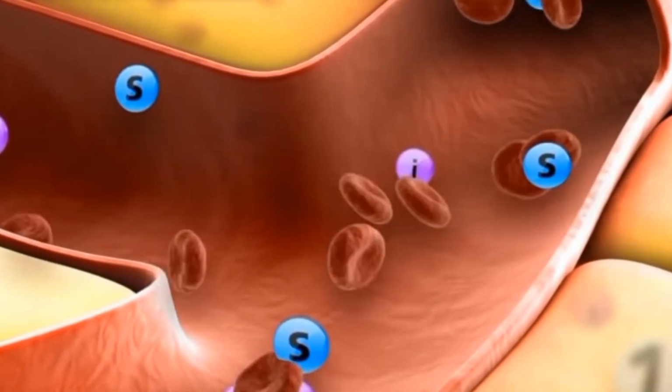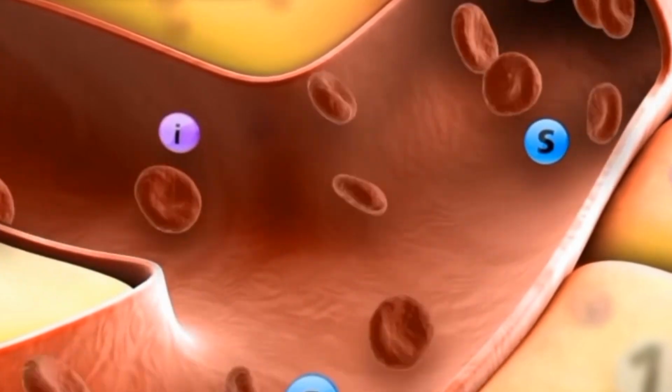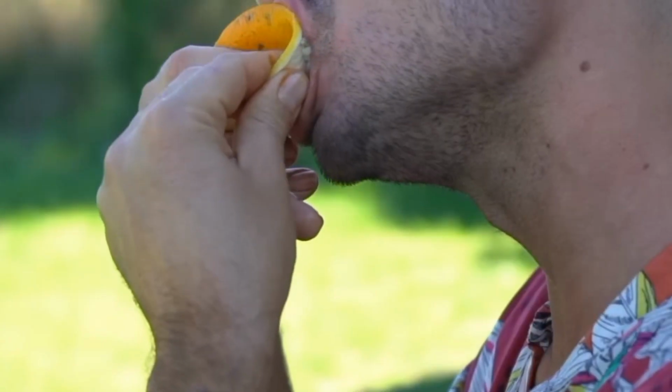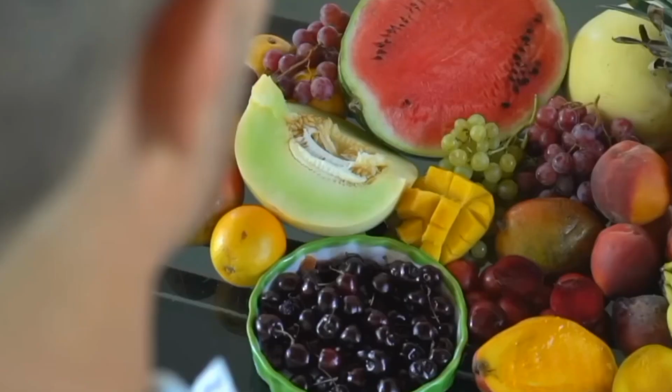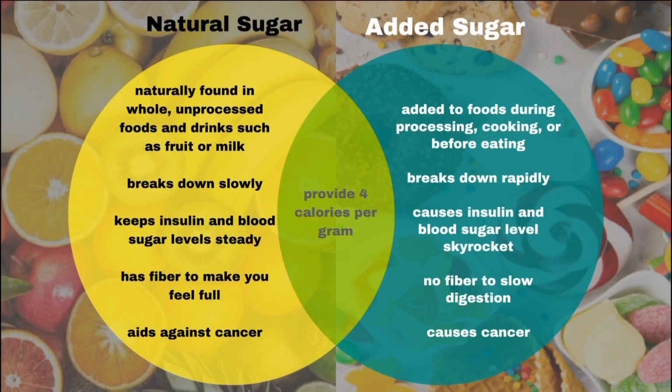Natural sugar keeps insulin and blood sugar levels steady, while added sugar causes insulin and blood sugar levels to skyrocket. Natural sugar has fiber to make you feel full, while added sugar has no fiber to slow digestion. Natural sugar aids against cancer, while added sugar causes cancer.